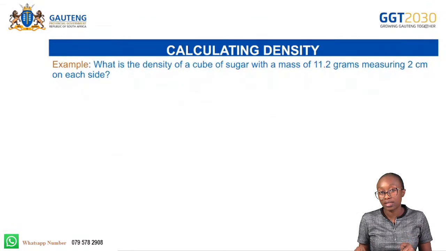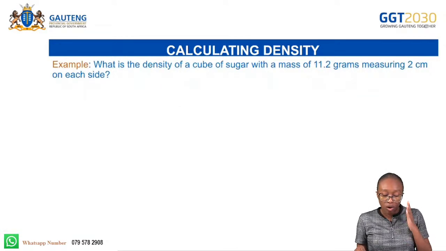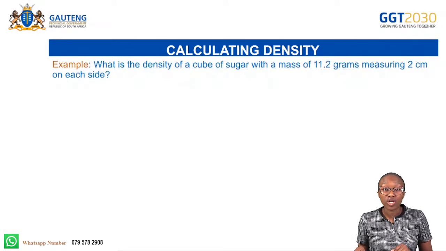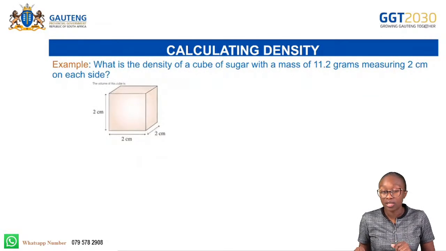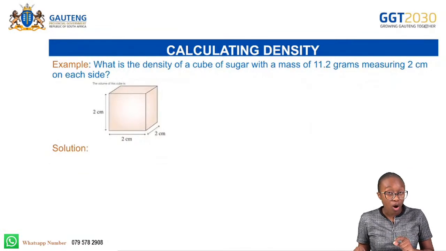So here is an example. What is the density of a cube of sugar with a mass of 11.2 grams, measuring 2 centimeters on each side? There we go, there is our cube. We know all the sides of a cube are of the same length.